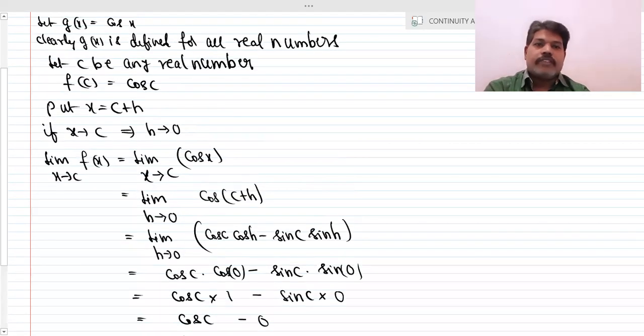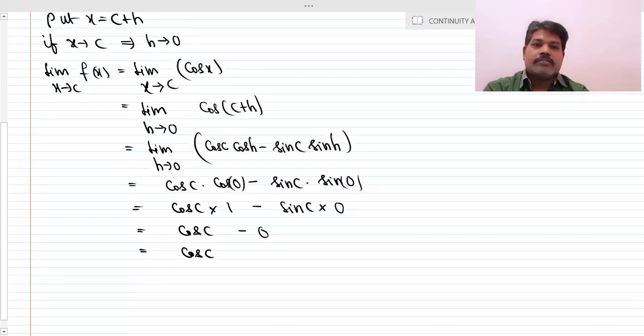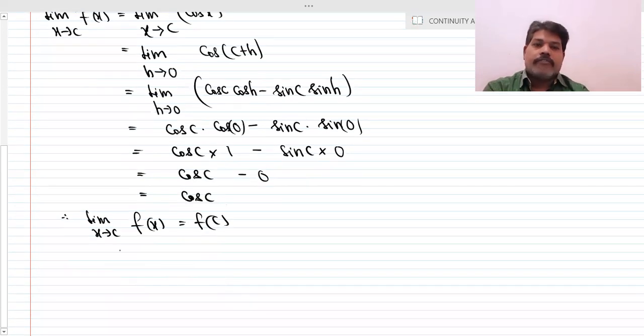So f of c is cos c and the limit value is also cos c. Then we can declare that, therefore, the limit as x tends to c of f of x is equal to f of c. Therefore f of x is a continuous function.